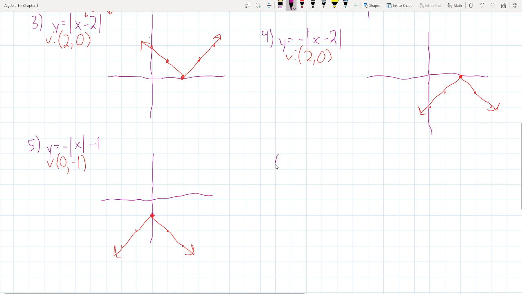Number 6, y equals negative the absolute value of x minus 1. My vertex is 1, 0, and I know that it's going to be flipped because of that negative out front. So I go to 1, 0, put my dot, down, down, down, down, draw a line, draw a line.